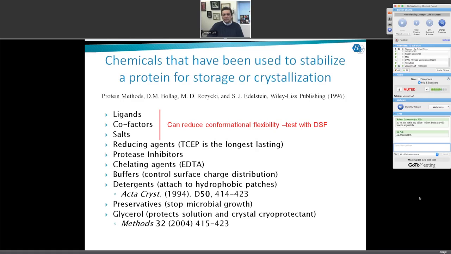But it's very important to make sure that you have the minimum number of chemicals present that you need to maintain the stability and solubility of your protein. So oftentimes proteins might require ligands or cofactors to maintain their stability, to reduce conformational flexibility, to make them more amenable to crystallization. I'm not going to go through all of these different chemicals that are on this list, but these are just some examples of things that people will add to their proteins to help stabilize them for crystallization.